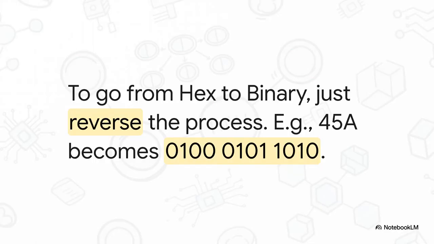And guess what? Going from hex back to binary is just as simple. You just do the reverse. You take each hex digit, like 4, 5, and A, and write out its 4-bit binary code. So 45A becomes 0100, 0101, 1010. It's just a beautiful, elegant way to make long binary numbers readable for humans.